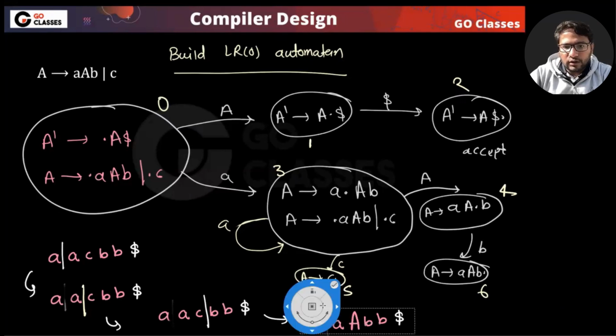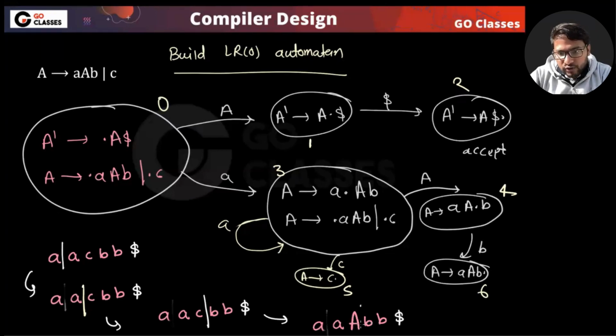Now, if I ask you which state you are in, can you tell me? Small a, capital A, which means small a and then capital A. You will be in state 4, right? Here you are in state 4. So what you are essentially doing is rerunning your DFA, isn't it?